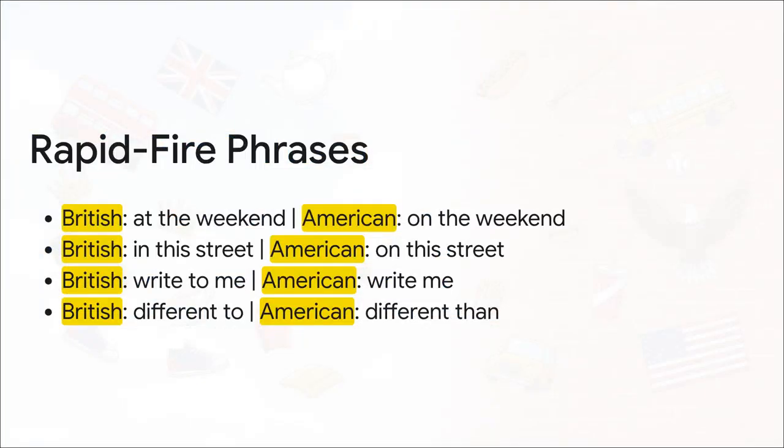Let's rapid fire through a few more of these minor yet highly noticeable changes. For the days you aren't working, British people say at the weekend, whereas Americans say on the weekend. If you're giving directions, British English says in this street, while American English says on this street. When asking for a letter, a Brit says, please write to me soon. But Americans often drop the to entirely, simply saying, please write me soon. And finally, when comparing things, British English uses different from or different to. American English uses different from or, very commonly, different than.